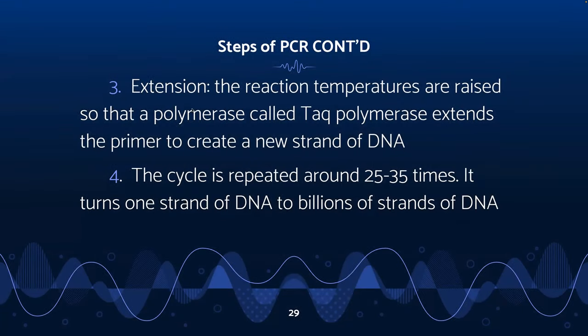So next is extension. After annealing, reaction temperatures are raised again. I forgot to mention that during annealing the temperatures are lowered a little bit, not to room temperature. So it's still really hot, because 95 degrees Celsius, yeah, it's really, really hot, very uncomfortable. So these are raised again so that a polymerase, this is called Taq polymerase, extends the primer to create a new strand of DNA.